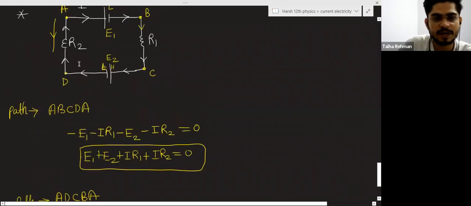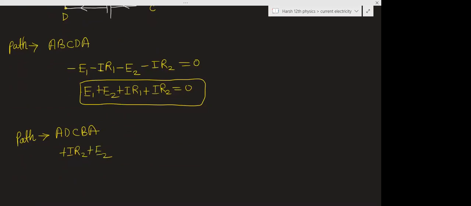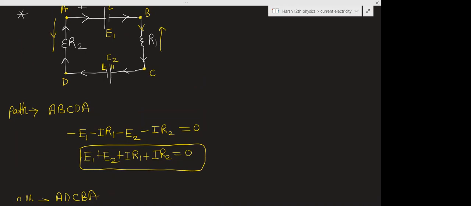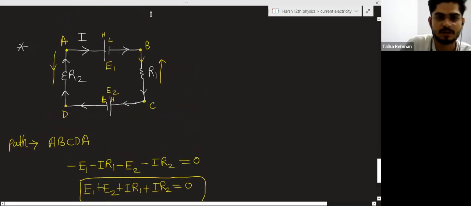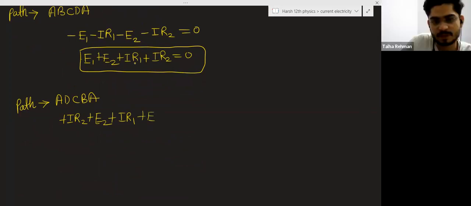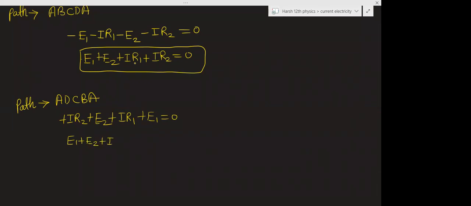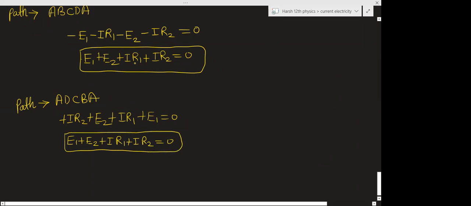Now here you are moving from lower to higher, so plus E2. Here you are again moving in the opposite direction of the current, so here also you will take plus IR1. And then from lower to higher you will take plus E1. So the answer will remain the same. Here you will get E1 plus E2 plus IR1 plus IR2. So no matter which path you are choosing, your answer will always remain the same.